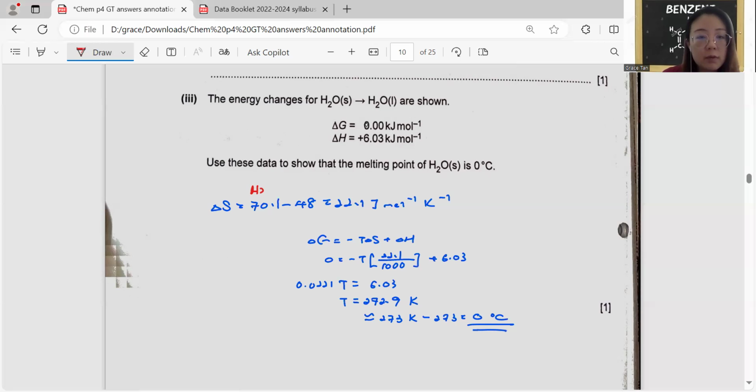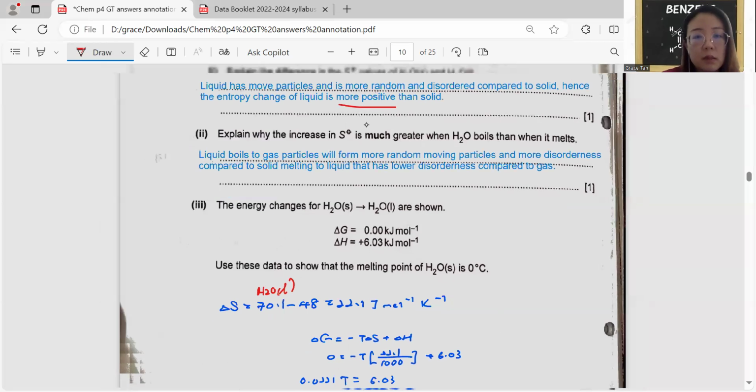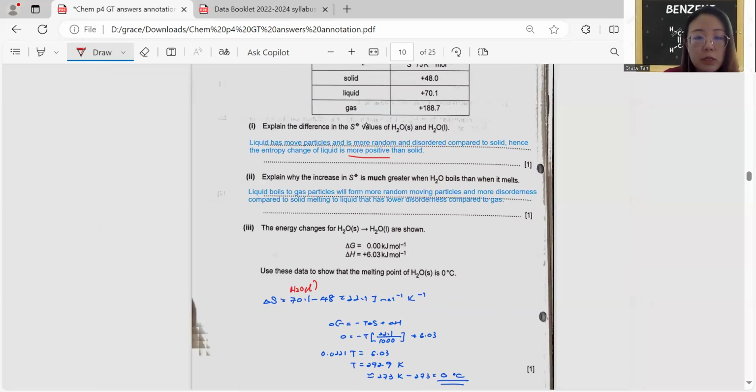You go to the table. I zoom out a bit so you can see here. Can you see H2O liquid is 70.1? Product minus reactant. Reactant is 48. So the entropy change is 22.1 joule per mole per Kelvin.